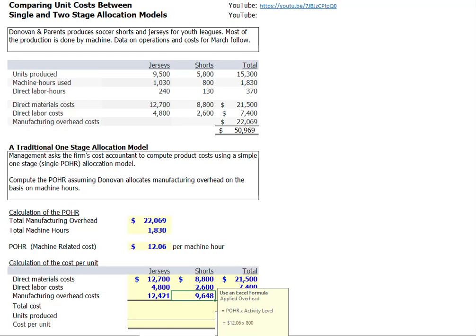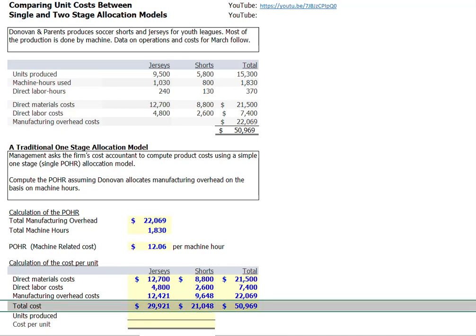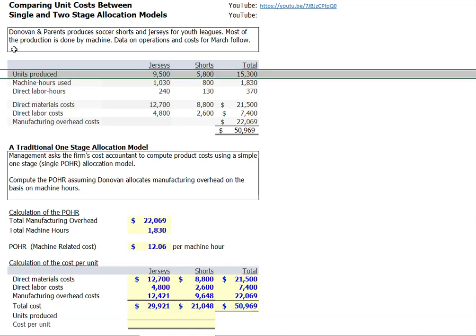And as a check, we make sure the allocated cost of $22,069 equals the cost we had to allocate. Last thing we need to do is sum up our total cost: direct material, direct labor, manufacturing overhead for the jerseys, for the shorts, and in total. Then the last step is to take our total cost for each of our products and divide it by the number of units that we have produced.